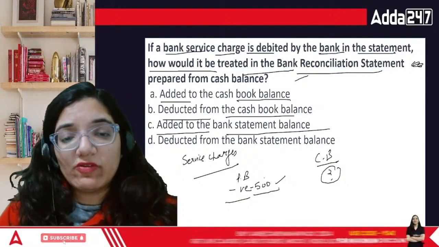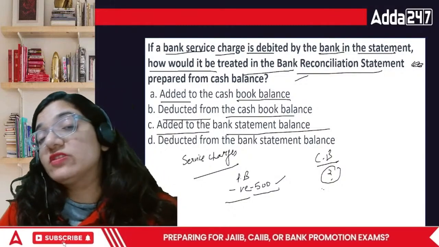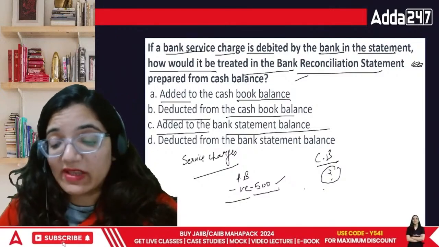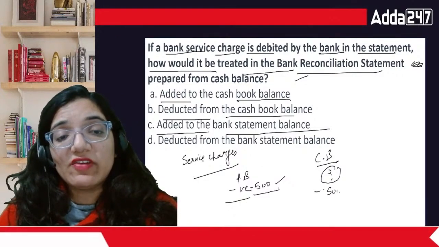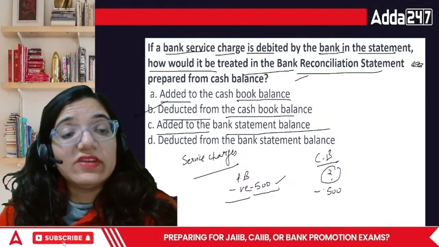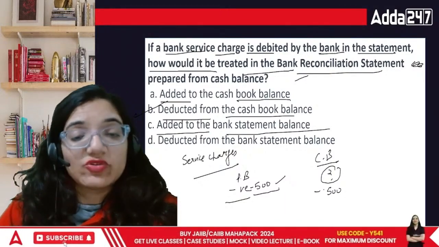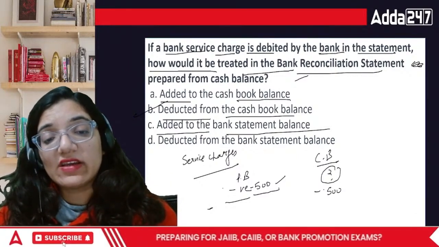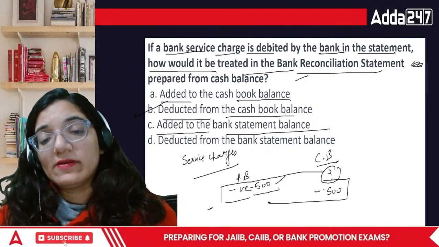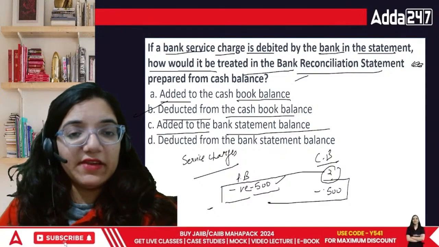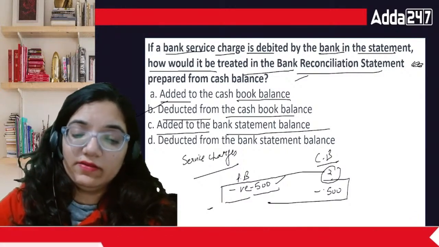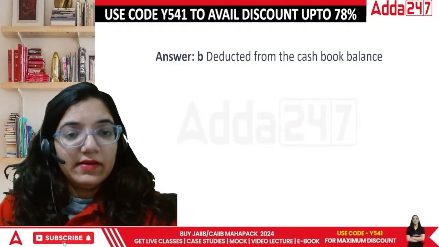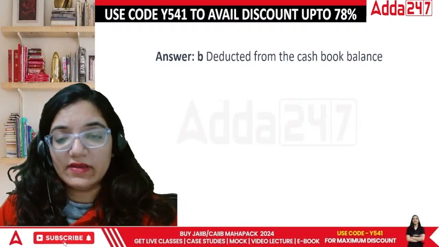In this case, we would always correct our cash book. If the passbook says I've deducted 500, why would we fight? The moment I come to know that this 500 was deducted by the bank, I will reduce this 500 in my books as well. So technically, this would be deducted from the cash book balance. So in both cases, our bank reconciliation statement will match up. And everyone, this is our bank reconciliation statement. Done?